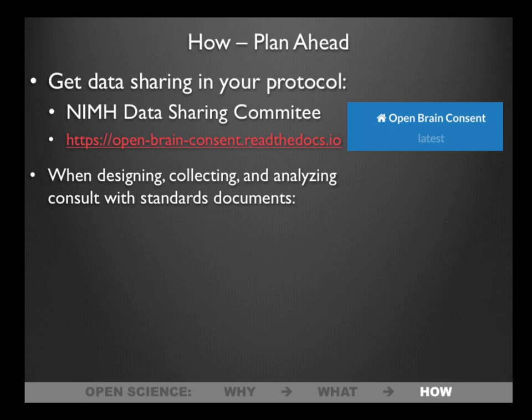The second part of planning ahead is when designing and collecting and analyzing your data, you should consult with standards documents. So this again comes back to the engineering, physics, and computer science community, which is something they've been doing for decades. But when you sit down to design your experiment, you need to understand what kind of experiment you're designing and what decisions you need to make, and you need to document those decisions. And there are a number of, they're really just checklists. They're sort of best practices documents that explain the kinds of things that you need to worry about and the kinds of things you need to document when you're doing that kind of study.